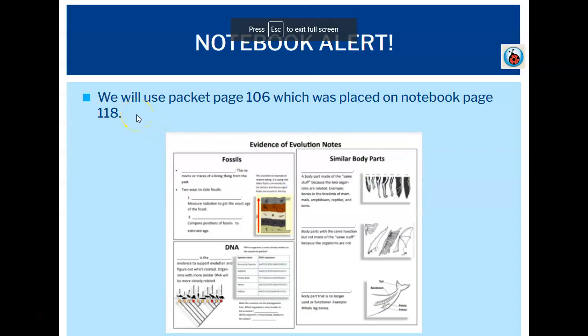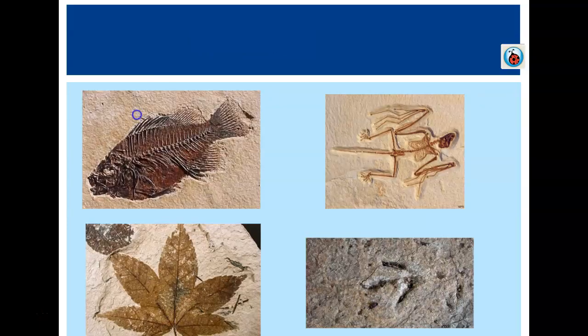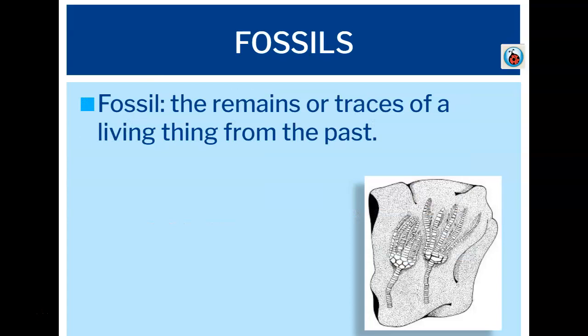Again, we'll use packet page 106, which was placed on notebook page 118, Evidence of Evolution Notes. One of the main evidences we have to support evolution is the fossil record. Remember that a fossil is the remains or traces of a once living thing, from the past.